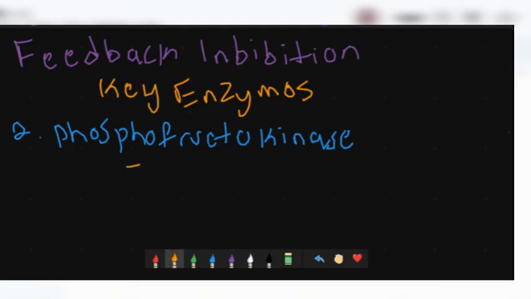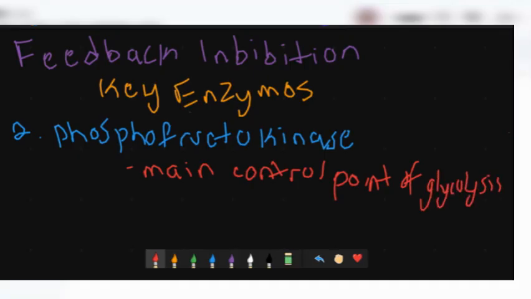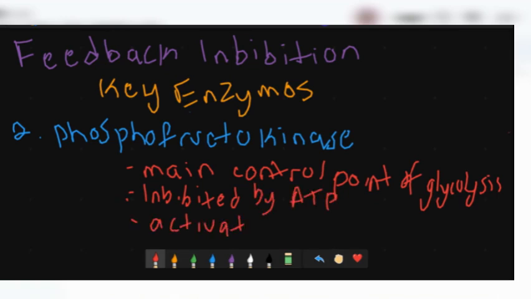The second enzyme is phosphofructokinase 1. This is the main control point of glycolysis. It is inhibited by ATP and citrate, which signal high energy, and it is activated by AMP, which signals low energy. When ATP levels are high, PFK1 slows glycolysis to save resources.